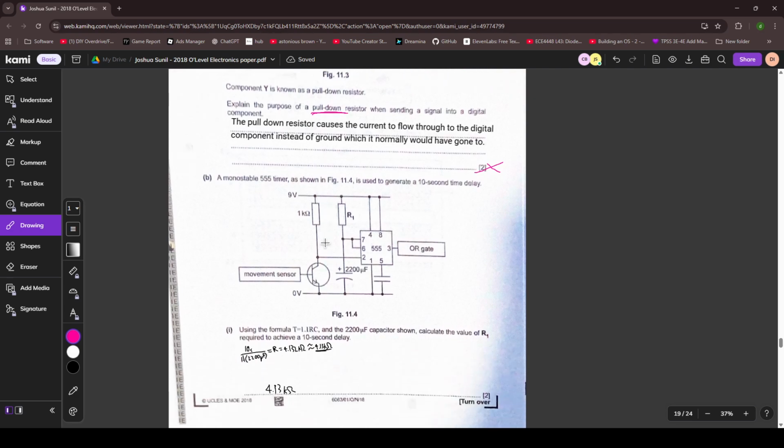Using the formula, calculate the value of R1 required to achieve a 10-second delay. So this would be 10 seconds, then 1.1, R1, and then C, which is this. So again, please show your steps.